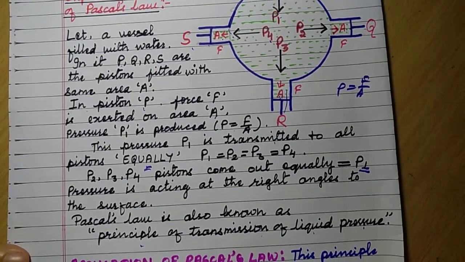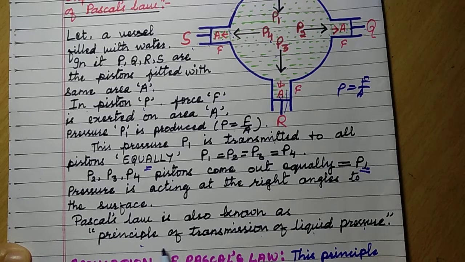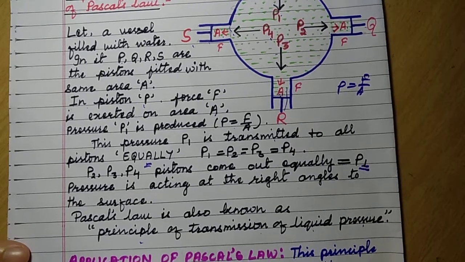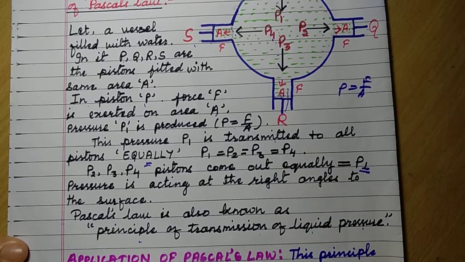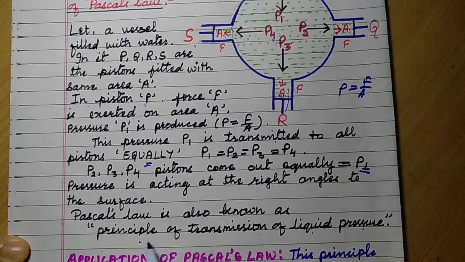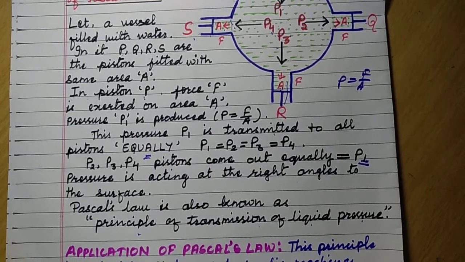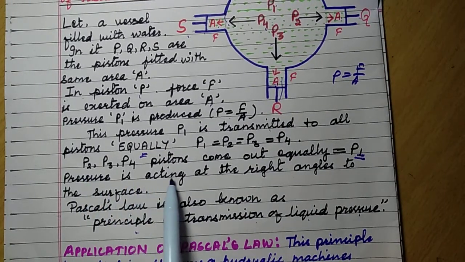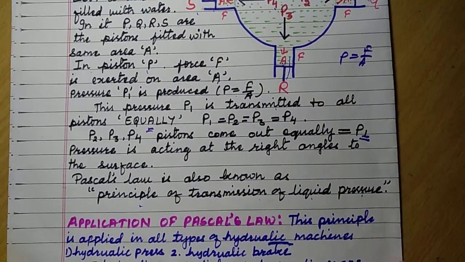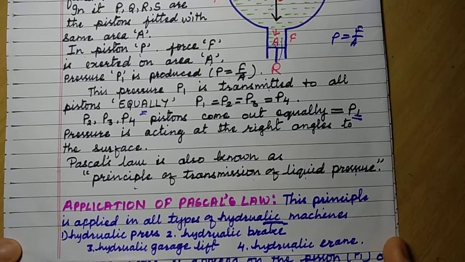So this way Pascal's law is also known as principle of transmission of liquid pressure. Liquid pressure is being transmitted, being transferred to all the parts of the liquid equally. And the pressure is acting at right angles to the surface of the vessel. This is Pascal's law. This is the experimental verification of Pascal's law.